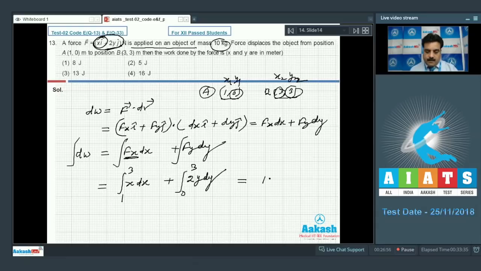So you will get 13 joule. So this is how you can solve. So my option number 3 will be the right choice. So let's move on. Question number 14.